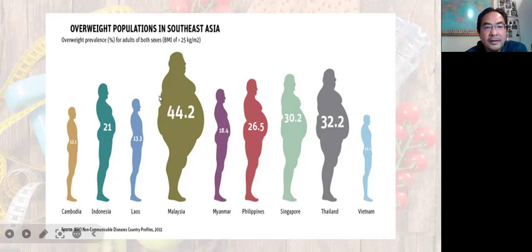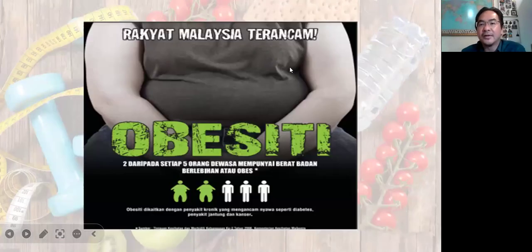And this is basically the percentage of people who are overweight. In other words, 44.2% of population in Malaysia is overweight, and that translates to 2 out of 5 essentially. And this is just to summarize what I mentioned before. Obesity, as you can read from here, 2 daripada setiap 5 orang dewasa mempunyai berat badan berlebihan ataupun obese. This is right here in Malaysia. 2 out of 5, extremely alarming.